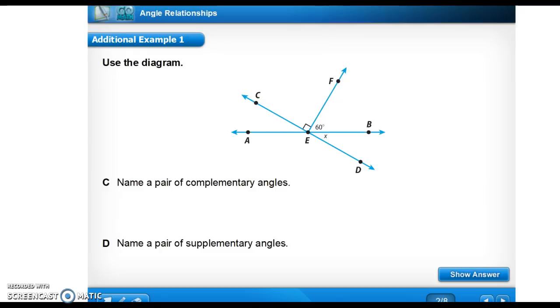Real quick, let's finish off complementary and supplementary. Take a minute, look at this diagram. See if you could name for me a pair of complementary angles and supplementary angles. Hit pause and then hit continue when you're ready.